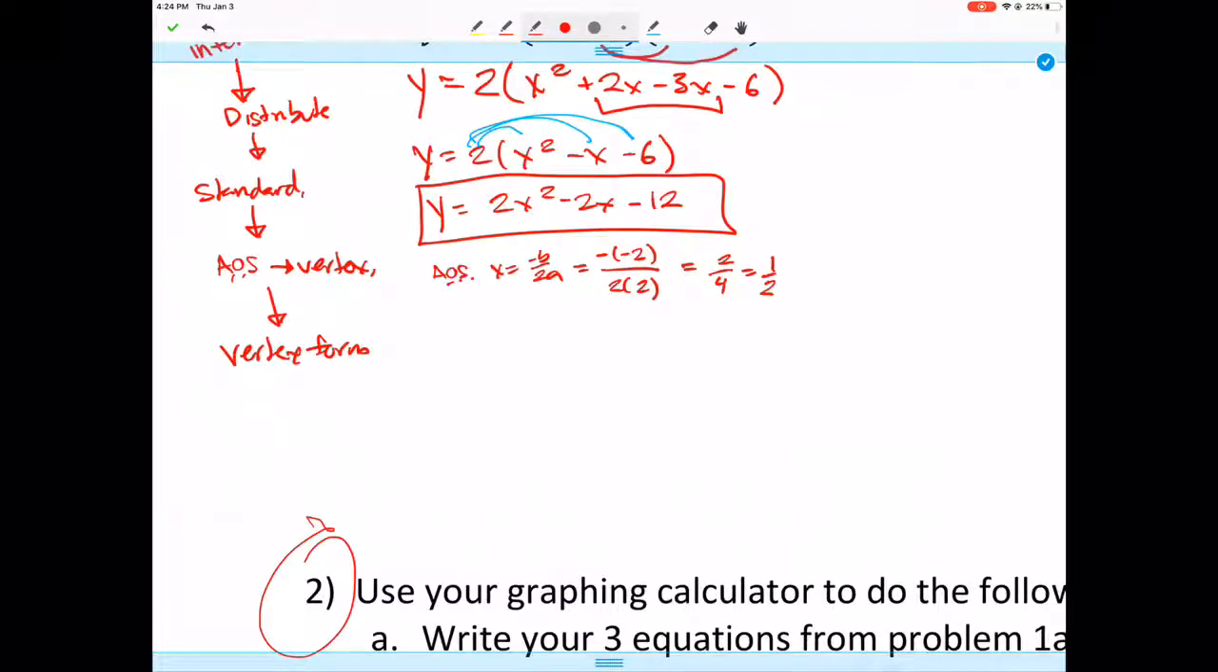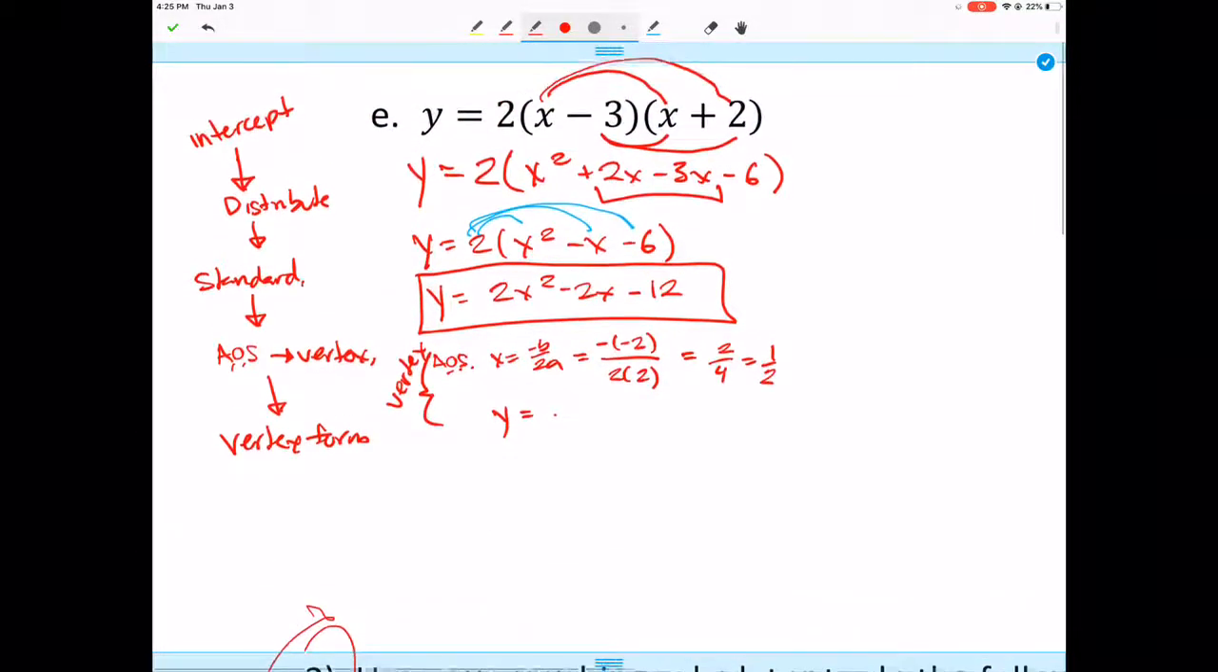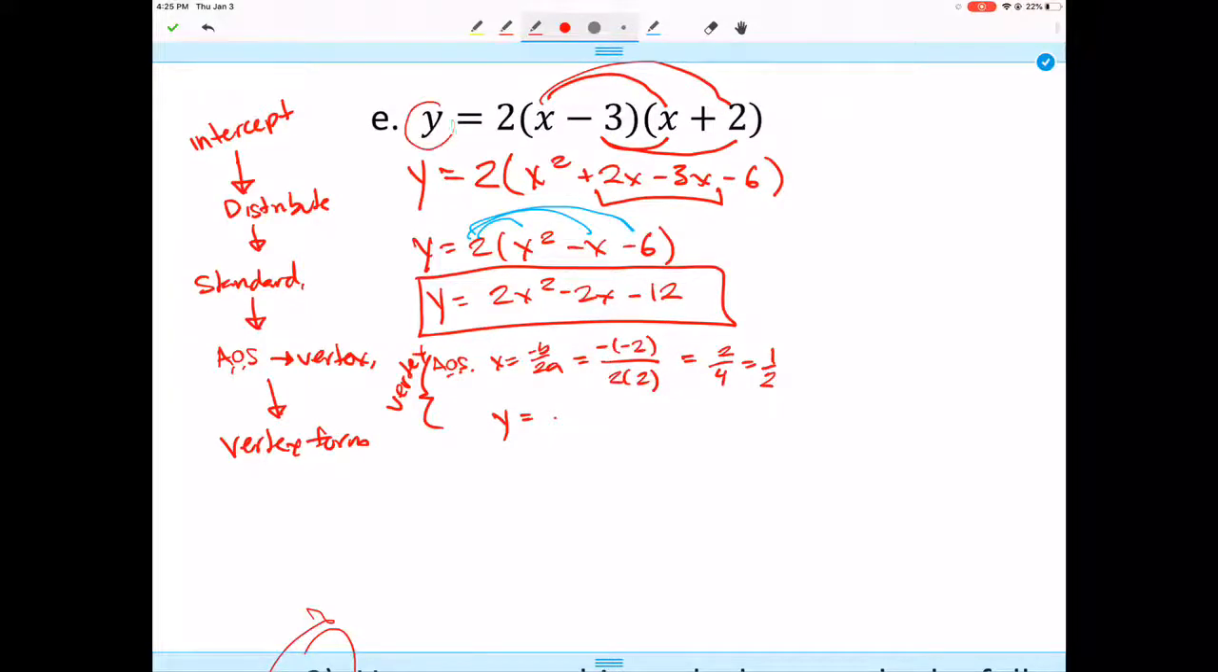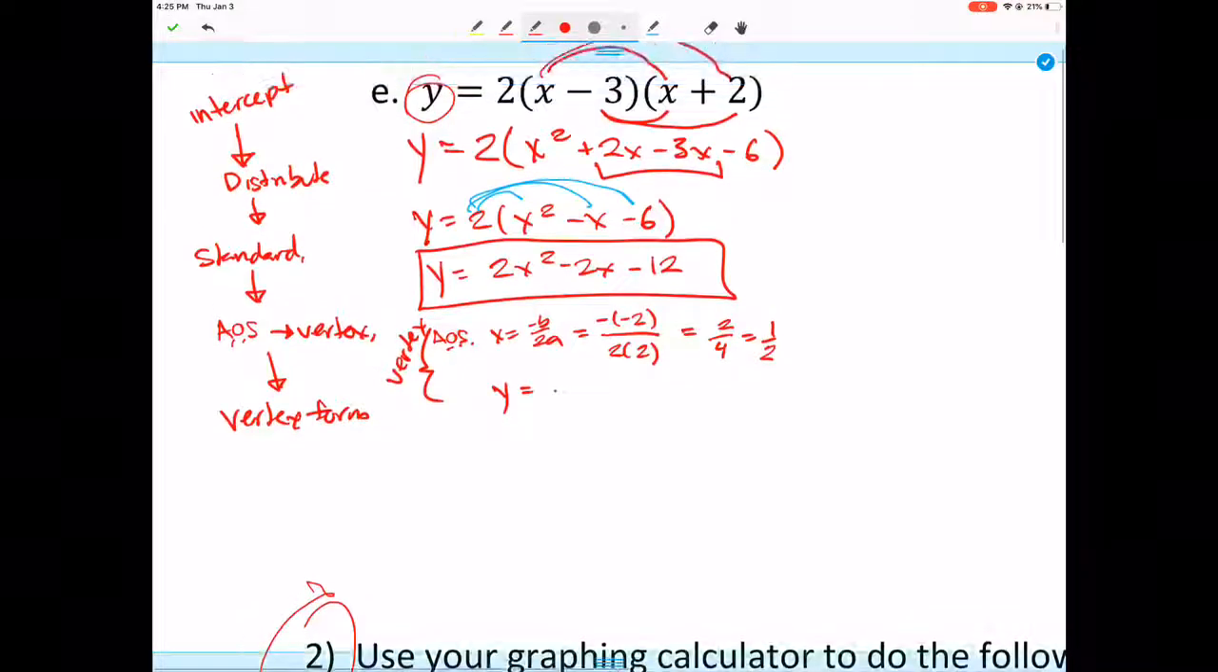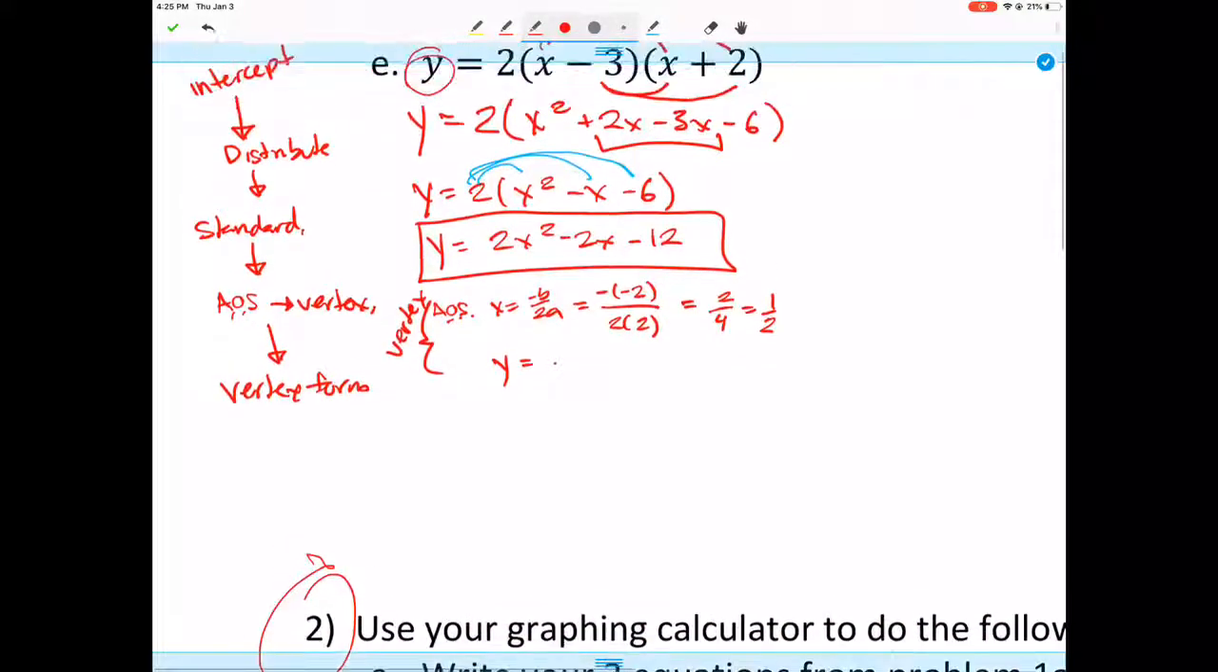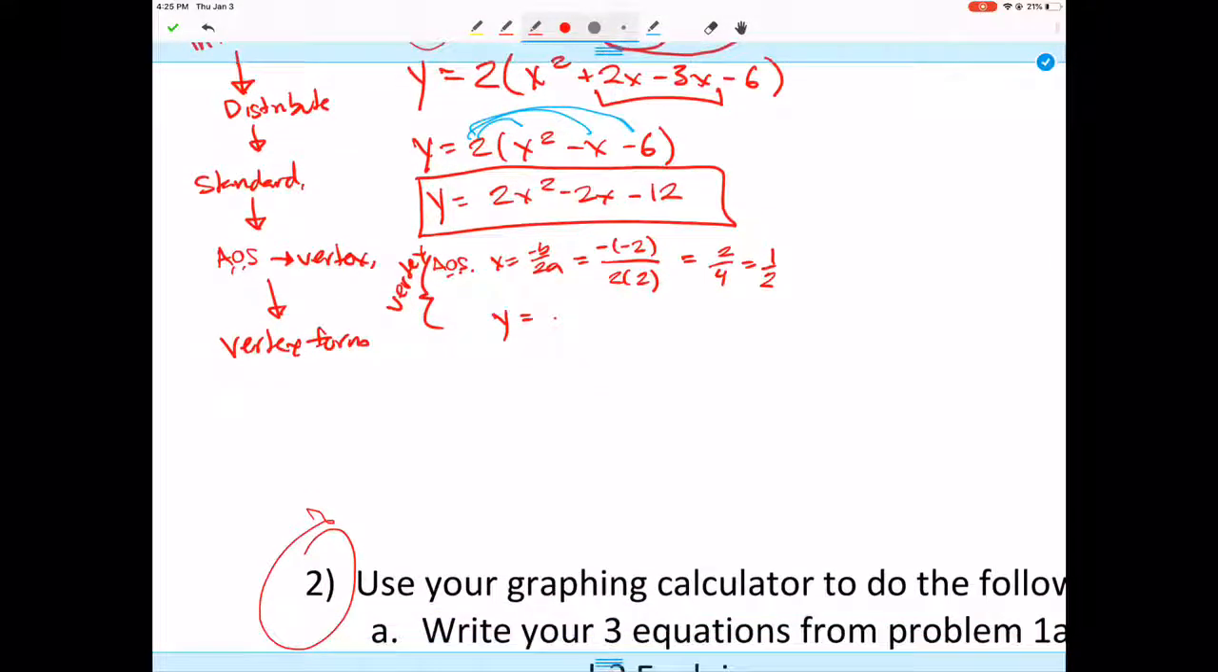Okay, so I'm just trying to make sure I'm not missing anything. Now that we have our x value, we need to find our y value for our vertex. So we'll just plug that 1/2 into our equation. It can go into either one, our original equation that's in intercept form, or we can use the one that we calculated in standard form. I'm just going to do it in standard form.